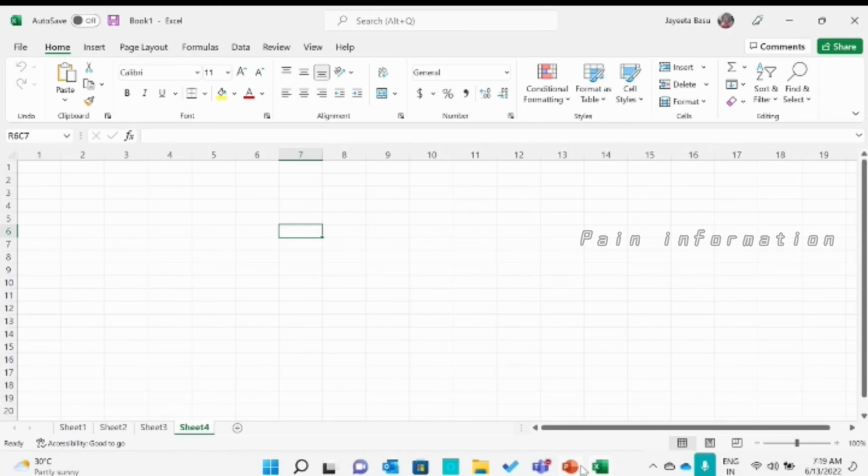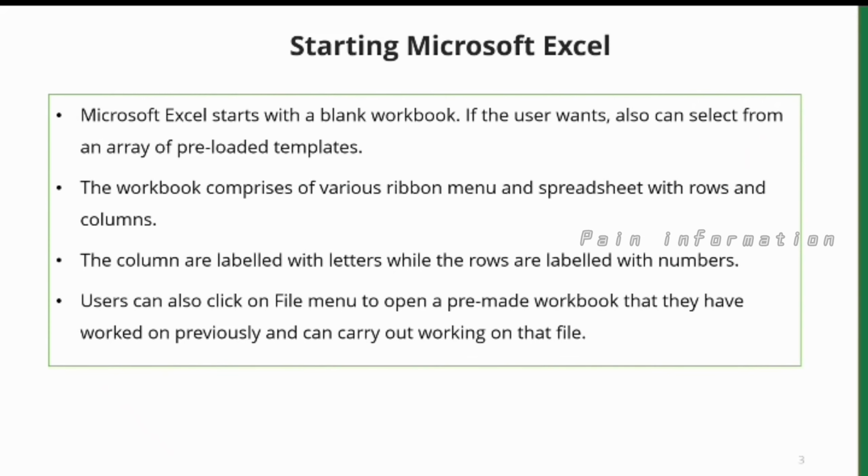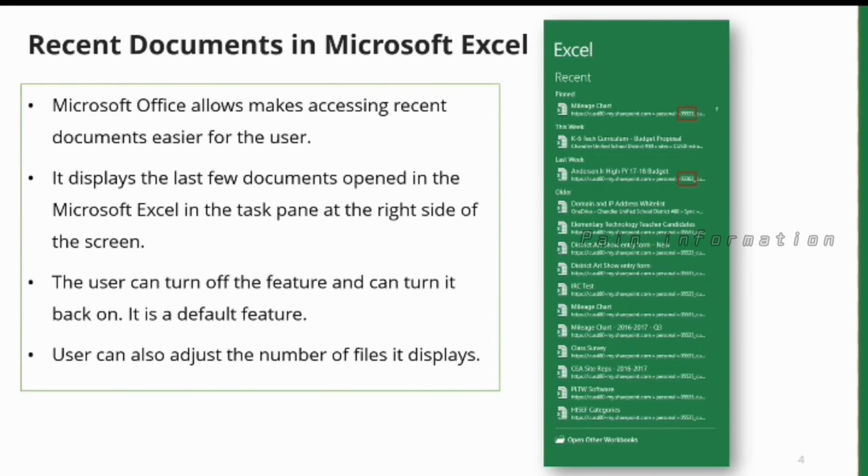Now let's go back to the document again. Next is about recent documents in Microsoft Excel. Microsoft Office makes accessing recent documents easier. It displays the last few documents opened in Microsoft Excel in the task pane. You can turn this feature off and back on, and also adjust the number of files it displays.